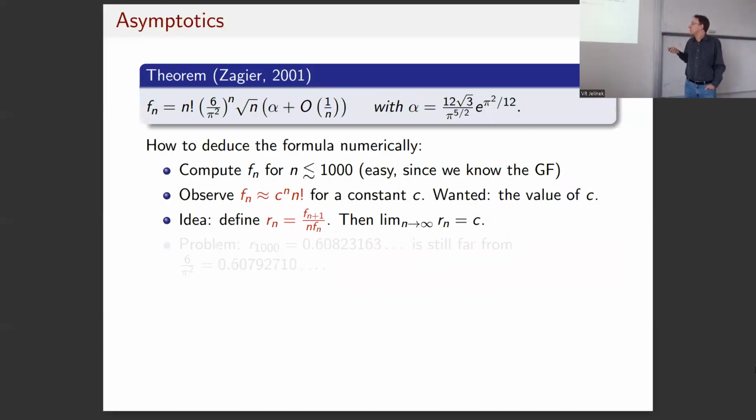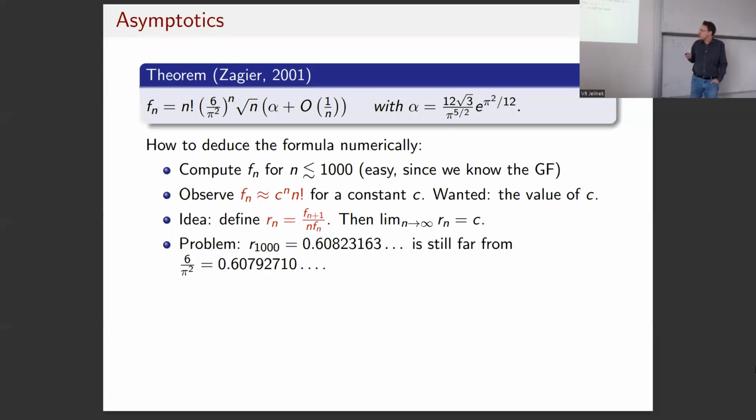So I first transform this sequence of quickly growing numbers into a sequence of numbers that do not grow nor decrease. So I take this ratio of f_{n+1} divided by n times f_n. And if indeed the numbers satisfy this kind of asymptotic, then this sequence of ratios should approach the constant I'm after. So I compute these ratios, and now I have 1000 numbers, and indeed I'm happy because they seem to be approaching some non-zero constant. But they are rather slow in approaching that constant.